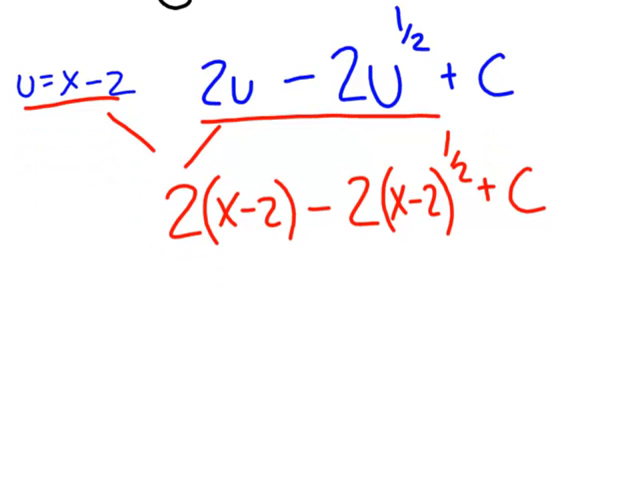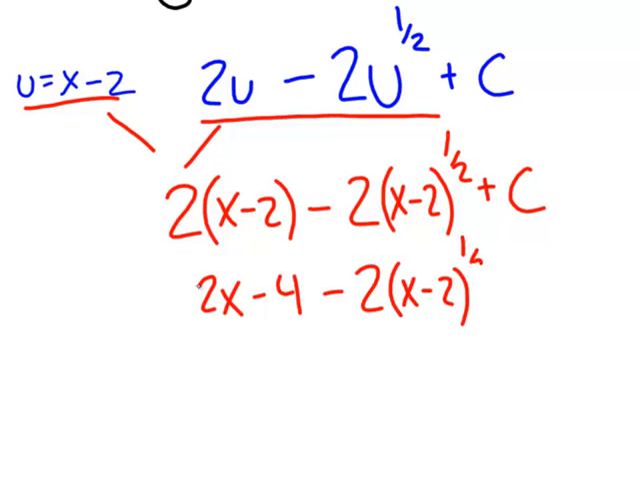I should point out, of course, that if you wanted to distribute this, 2x minus 4. And then if you wanted to write 2 radical x minus 2, that's fine as well. I'm going to keep it as 2x minus 4 minus 2 times x minus 2 to the 1/2 plus c.